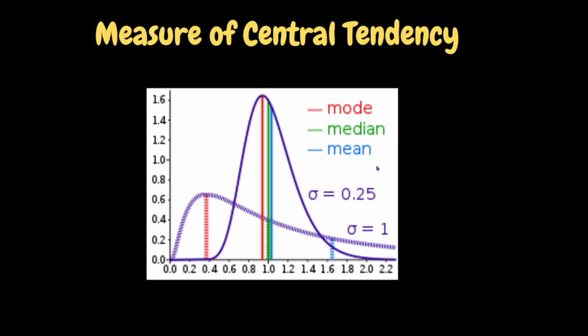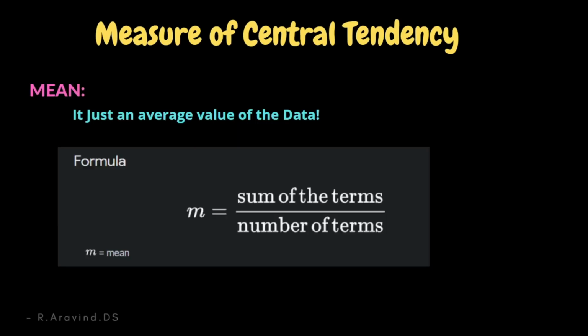So what is mean actually? Mean also refers to the central part, but it is indirectly referring to the center of the data. Let me explain these things clearly. If you know about the average, it's pretty much fine, but I will explain what average is clearly now. It's just an average value of the data. So this is the formula for finding the mean. First we will find the mean, then you can easily interpret that mean.